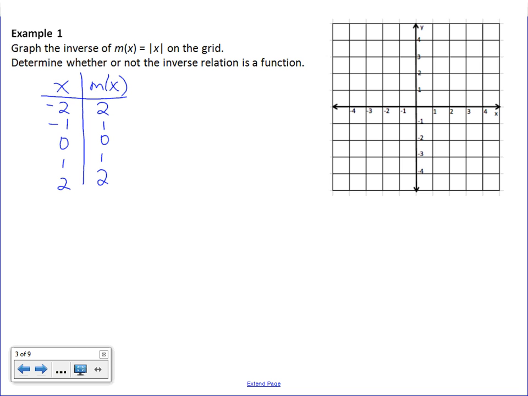Good. But we don't want to plot this one. We want to plot the inverse of this. So just make sure when you're plotting, you're going to plot the opposites. So what's the first point I'm going to plot? 2, -2. Then I'm going to plot 1, -1. And the next 3, it's really easy to interchange x and y, right? 0, 0, 1, 1, 2, 2.